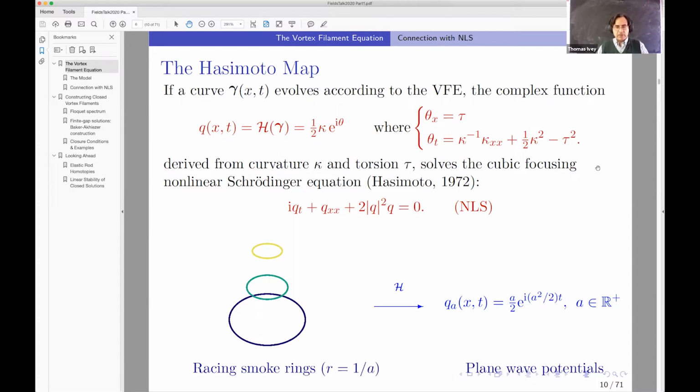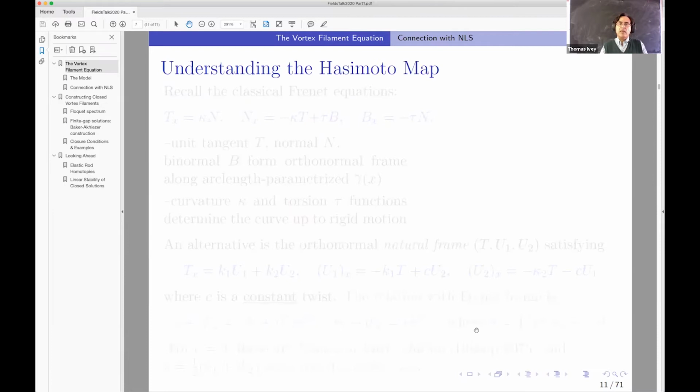All right. So translating smoke rings, again, smaller smoke rings would have more curvature and move faster. They map over under the Hashimoto map to plane wave potentials. So I'd like to give a little bit of an explanation as to what the Hashimoto map is doing. And since I'm a differential geometer, this explanation will be flavored with classical differential geometry.